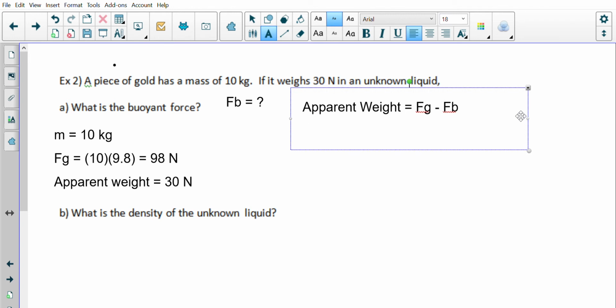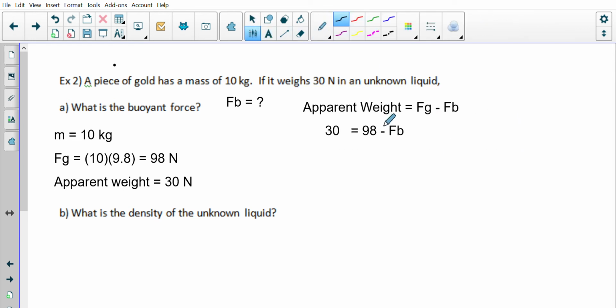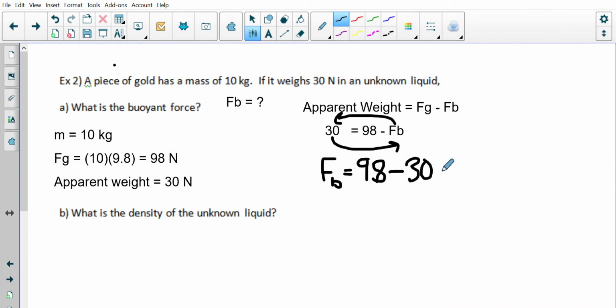All right, so once again, I substitute in here. The apparent weight is only 30 newtons. All right, Fg is 98 newtons. And, of course, we go minus FB. All right, so I'm going to move things around here. I'm going to move that minus FB again over to the other side. Same thing with the 30, switching sides here. So that negative FB becomes a positive FB. And then we have that 98 sitting there. It didn't move. The 30 gets moved to the other side, so it becomes a negative 30. And, well, 98 minus 30, I'm going to end up with a buoyant force of 68 newtons.